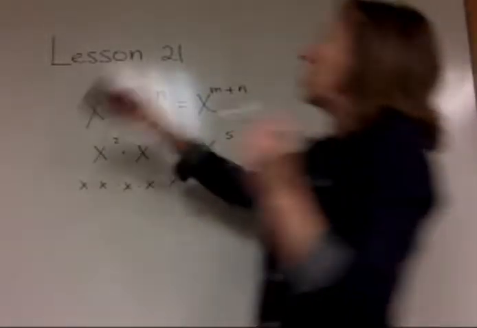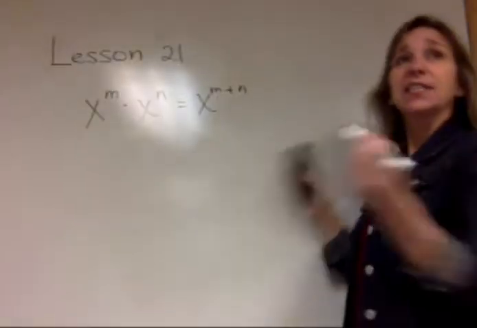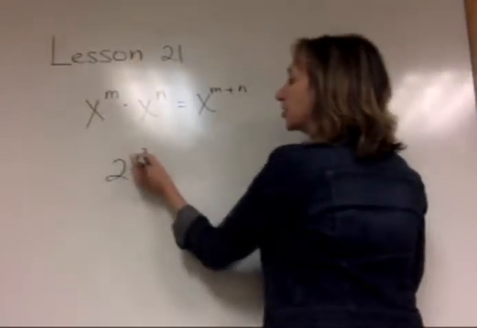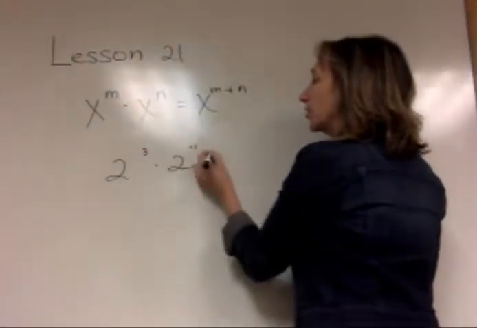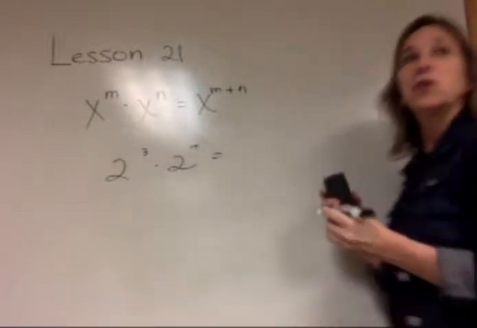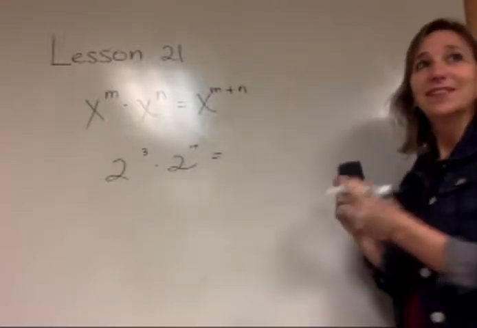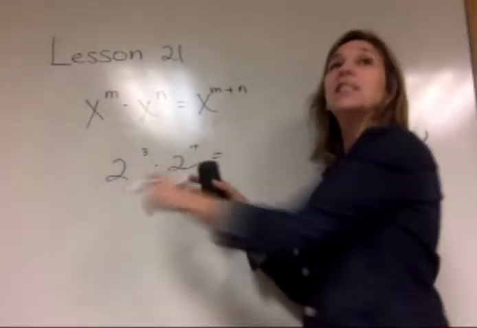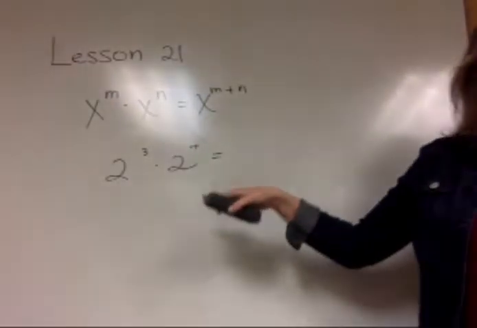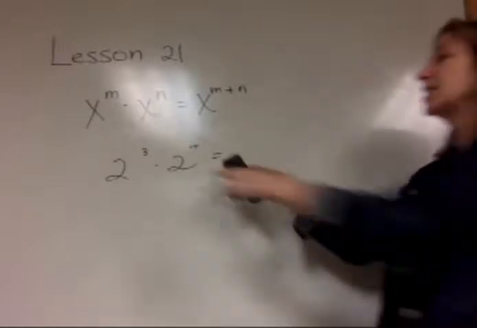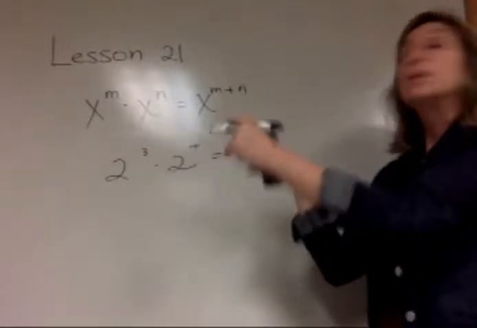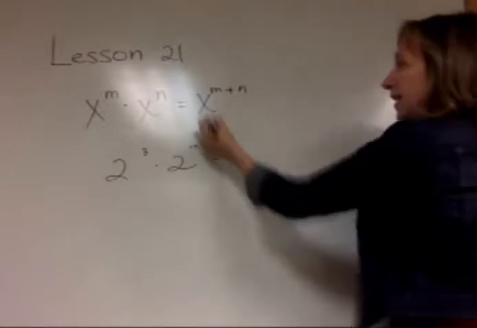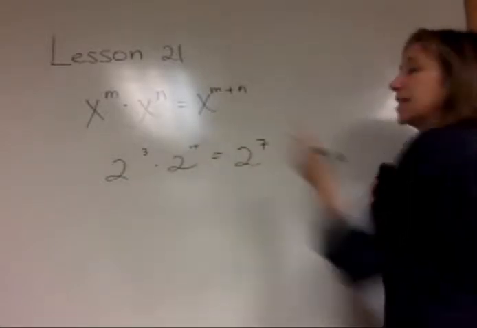All right. Another way to look at this is if you had 2 to the 3rd times 2 to the 4th, what are you going to get? 2 to the 5th? No, 4 to the... The tempting thing on problems like this is to say 4 to the 7th. But when the bases are the same, you keep the base. 2 to the 7th is what you're going to get.